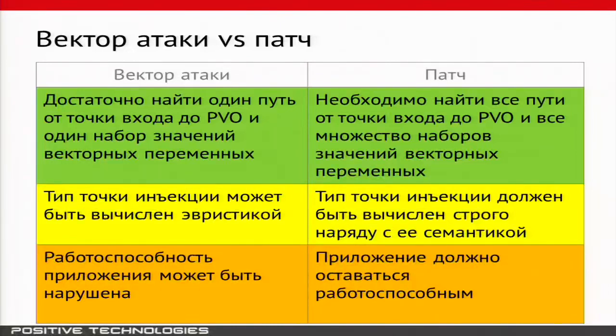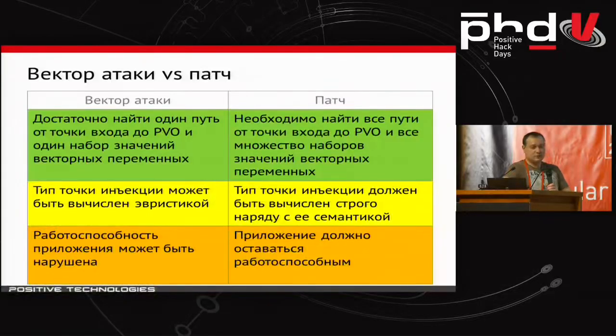What is the difference between the attack vector and the patch? For the attack vector, we need to find only one way to exploit a vulnerability. This is the proof that there is a vulnerability, and if we find one way the injection occurs, we can just stop, show it to the user, and say remove it. With a patch, we need to find all pathways from the entry point to PVO, and give the entire set of sets of different values of vector variables.